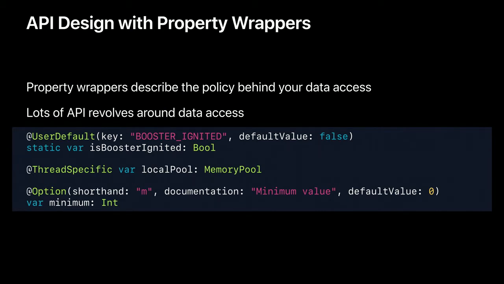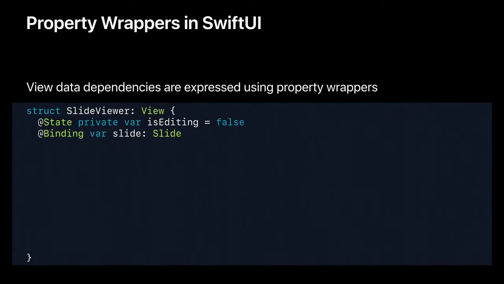There's a ton of really cool stuff that we can do with property wrappers because we have this nice, clean syntax for factoring stuff out. Now, as you've probably noticed from another session, we use property wrappers extensively throughout SwiftUI to describe the data dependencies of your view. And there's several of these different property wrappers that exist within SwiftUI.